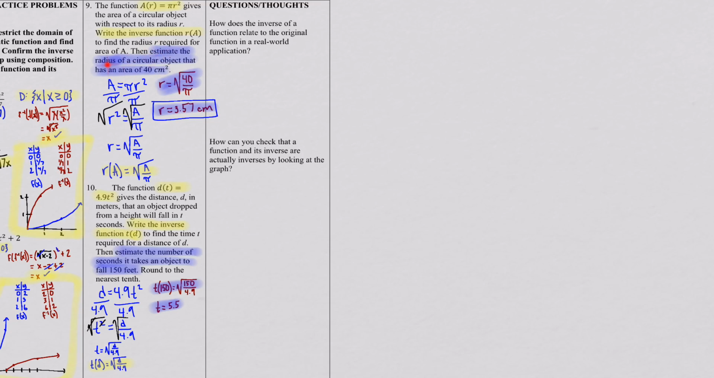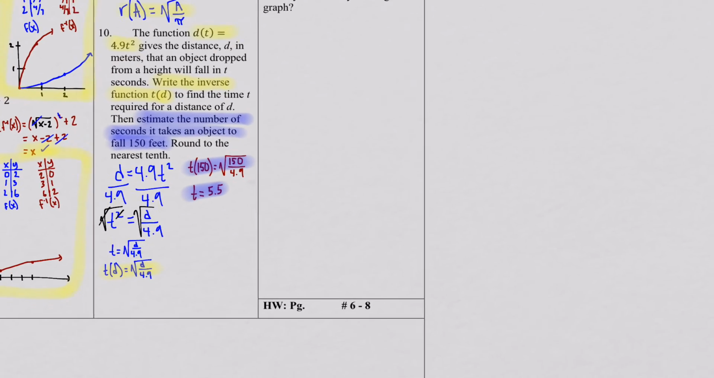The other instructions that I highlighted in bluish purple, whatever this color is, are to estimate the radius of a circular object that has an area of 40 centimeters squared. So that's basically telling me what happens if the area is 40. Plug in 40 for area. So right here for A, I plugged in 40. I did this work on the calculator, basically 40 divided by pi, take the square root, and I got 3.57 centimeters. So if I know the area, 40 centimeters squared, then I know that the radius is approximately 3.57.